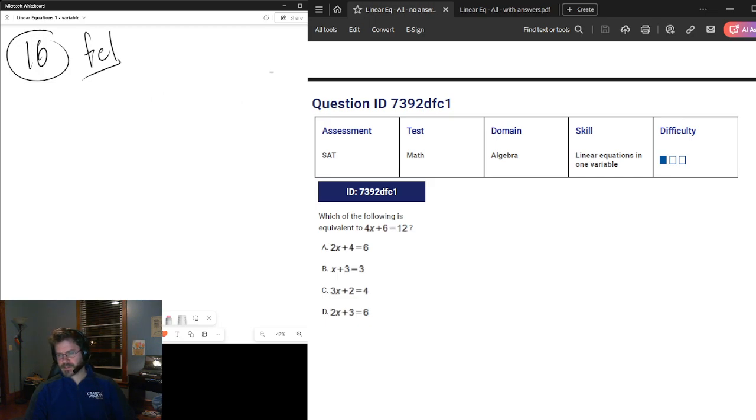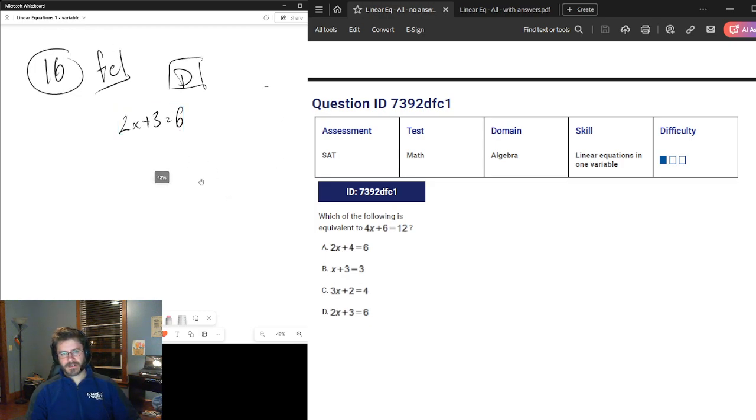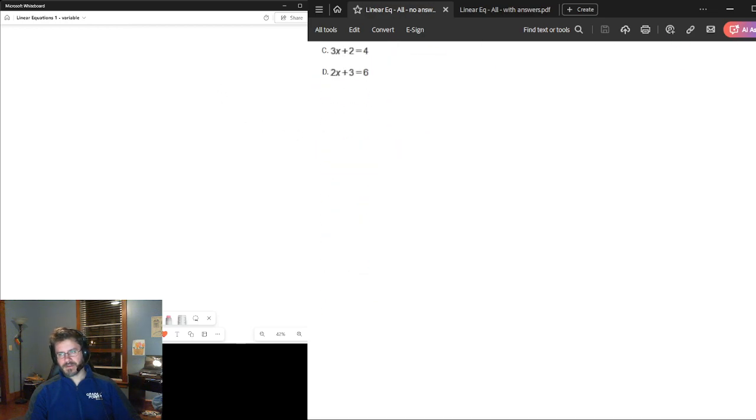All right, so 4x plus 6, give it a shot, equals 12. We want the equivalent form. So the first thing that I'm going to do is go ahead and divide by the greatest common factor here, which is 2. So that's going to give us 2x plus 3 equals 6, which is D. If you divide by a greatest common factor, that is often going to just give you the answer right away.